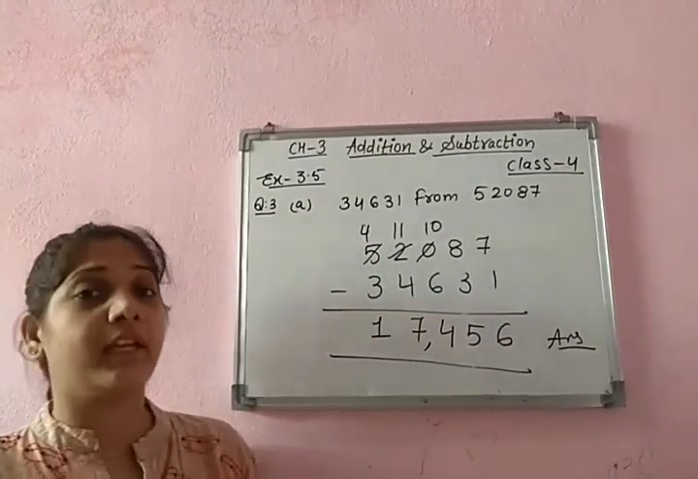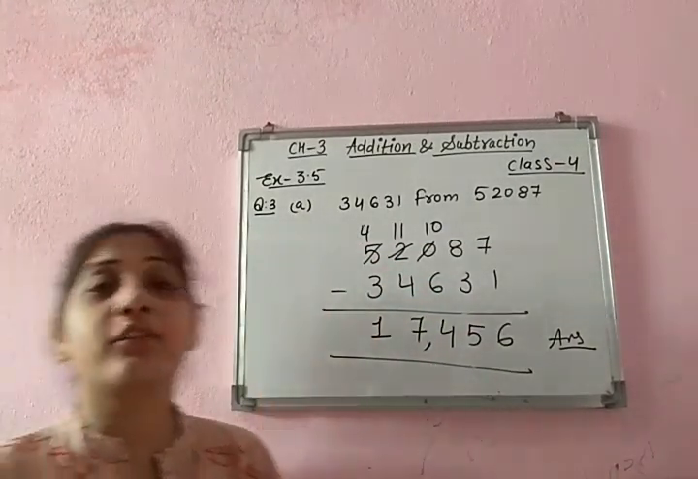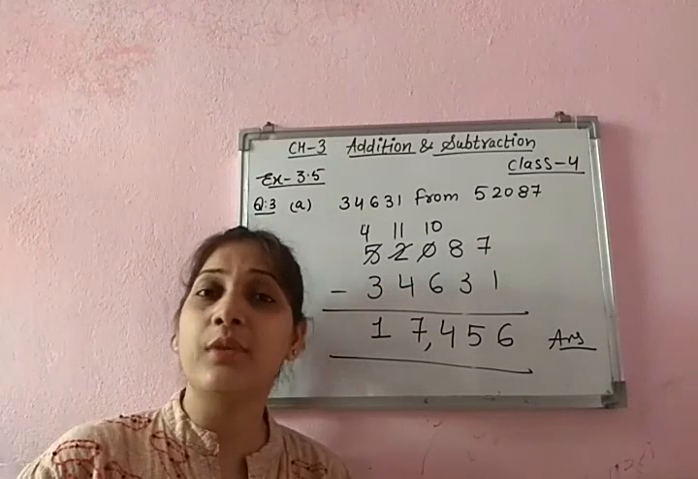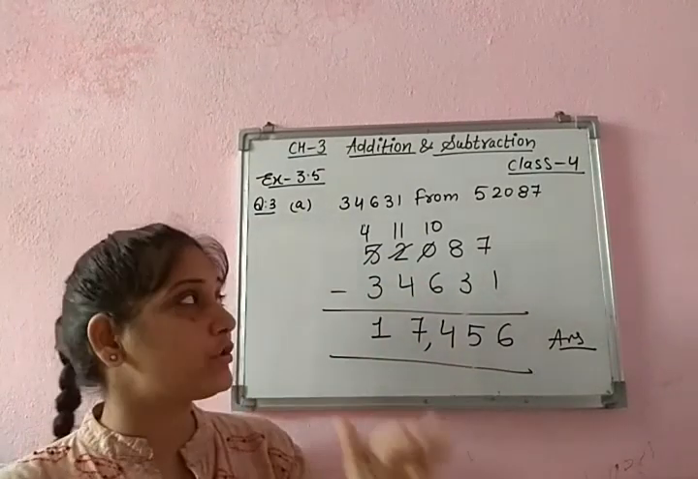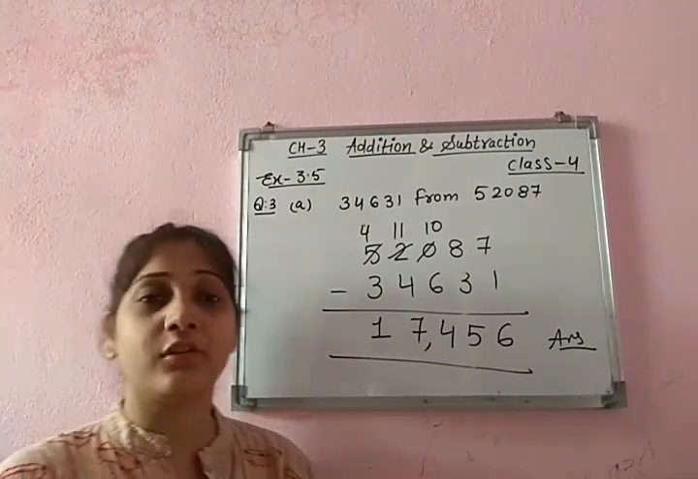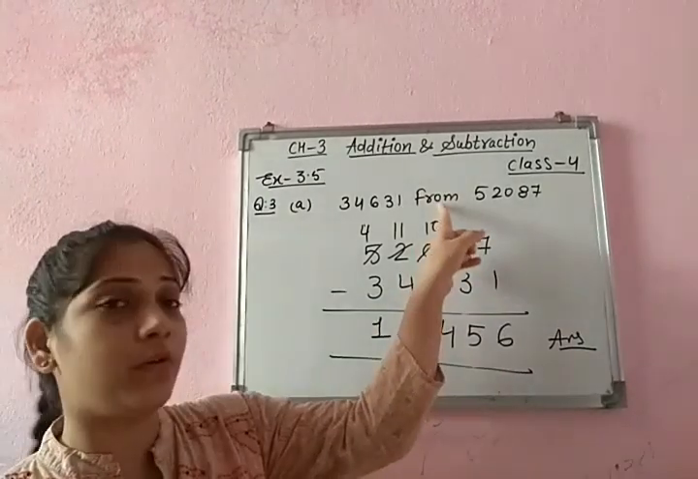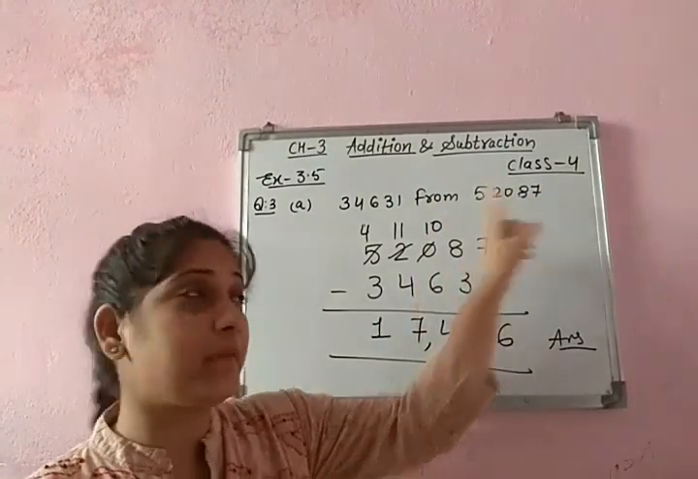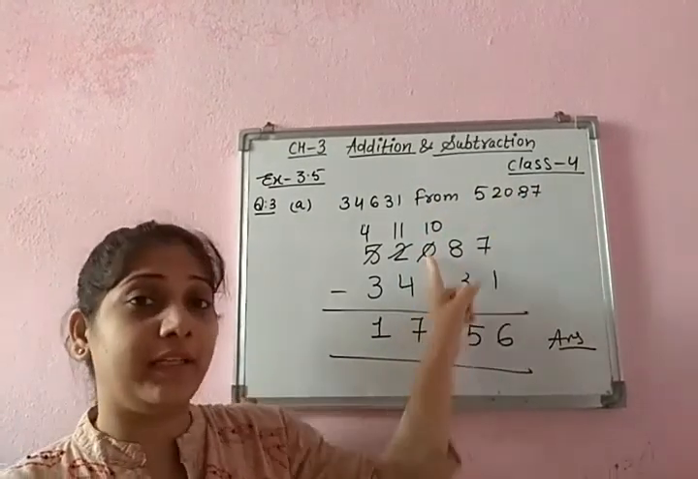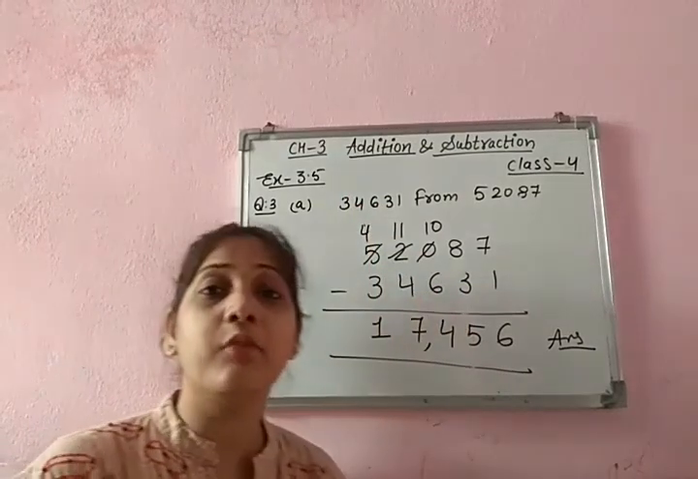In the same way, there are more parts of question number 3. Once you understand the concept of "from", all the questions are similar, so try to solve the remaining ones on the same pattern. You have to remember only this: if "from" is written there, the second number, the bigger one, is written first, and the first one is written at the bottom of this.